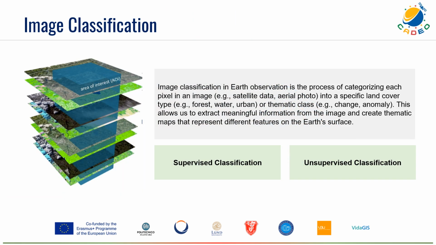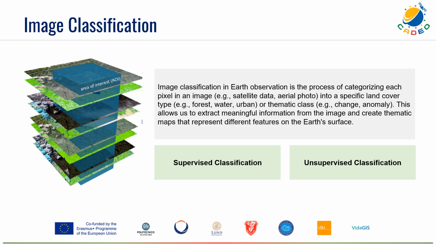To begin, let's define what we mean by classification in the context of remote sensing and data analysis. Classification is categorizing the data into different classes or groups based on their attributes. For instance, in satellite imagery, we might classify pixels to identify land cover types like forest, water body, urban area, and agricultural fields, or thematic classes like change or anomaly.